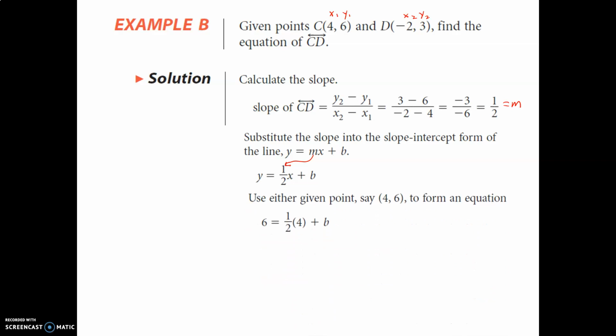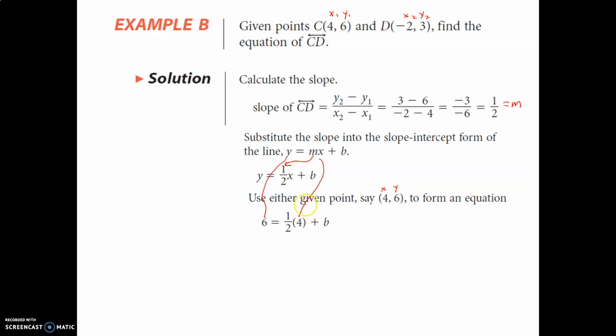And this says use either of the given points. They decided to use 4, 6 probably because there's no negative sign on those. And this is an x, and this is a y then on my line. So I put in an x here now of 4 and a y here of 6.